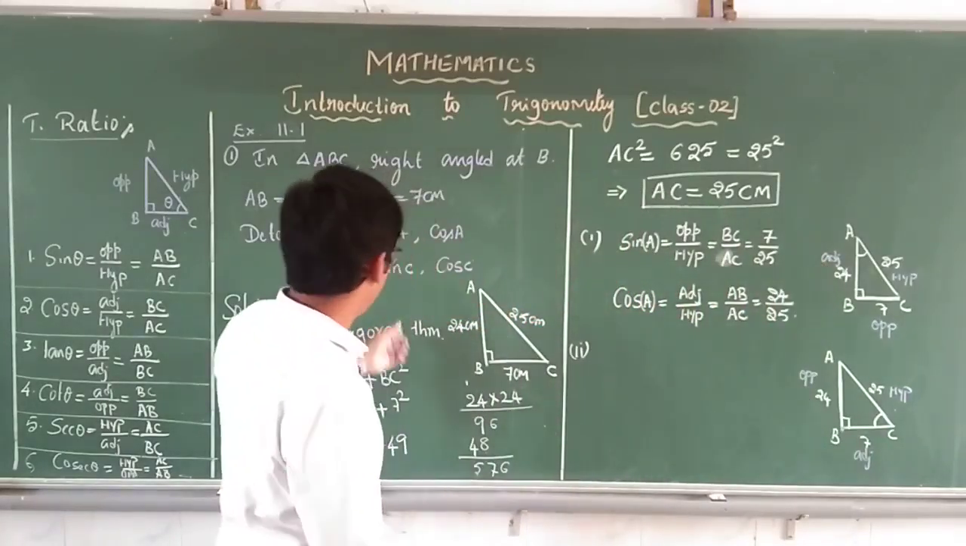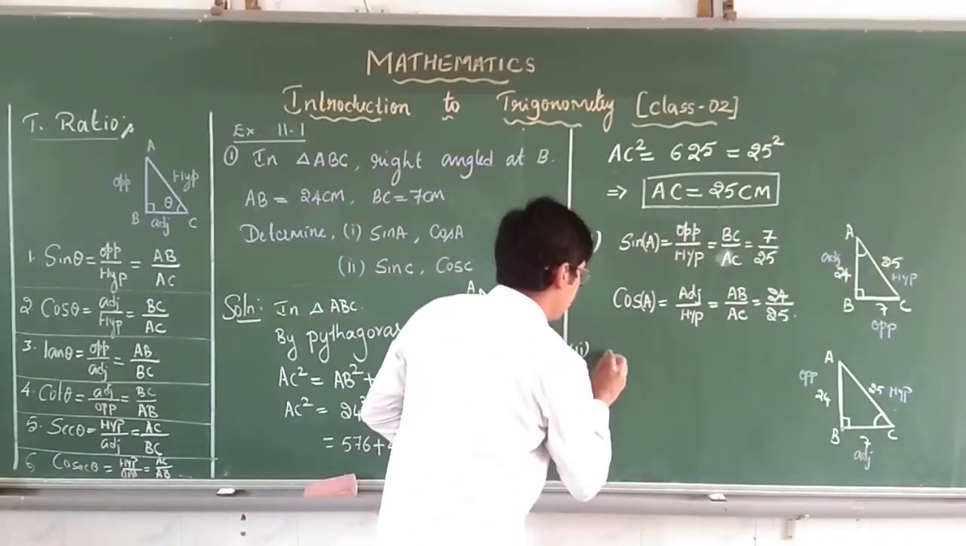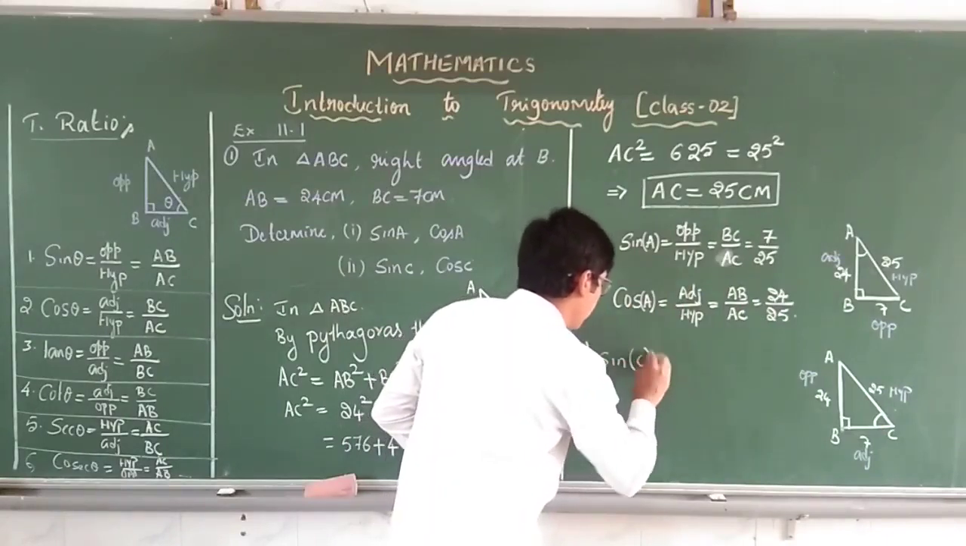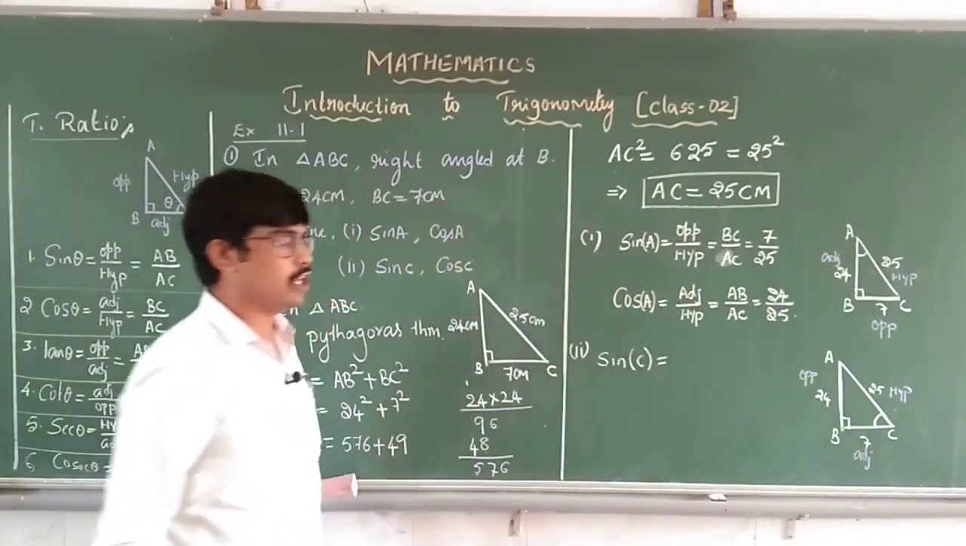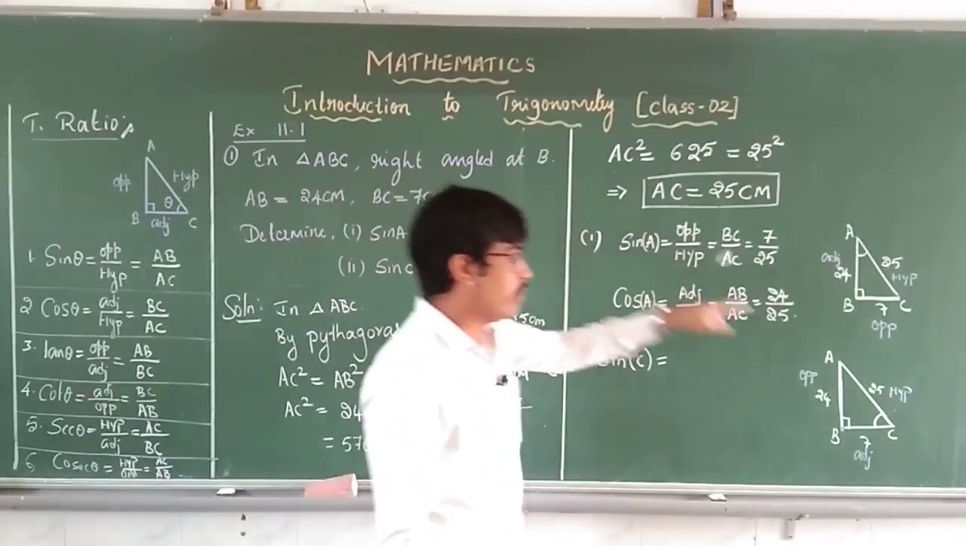Now I have to define sine for this right angle triangle. So what is sine of acute angle C? I am defining the sine ratio with respect to the acute angle C.